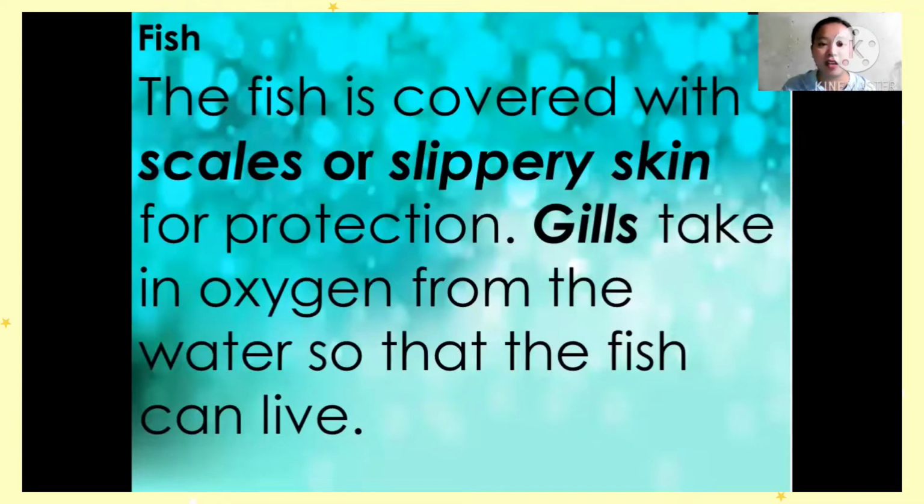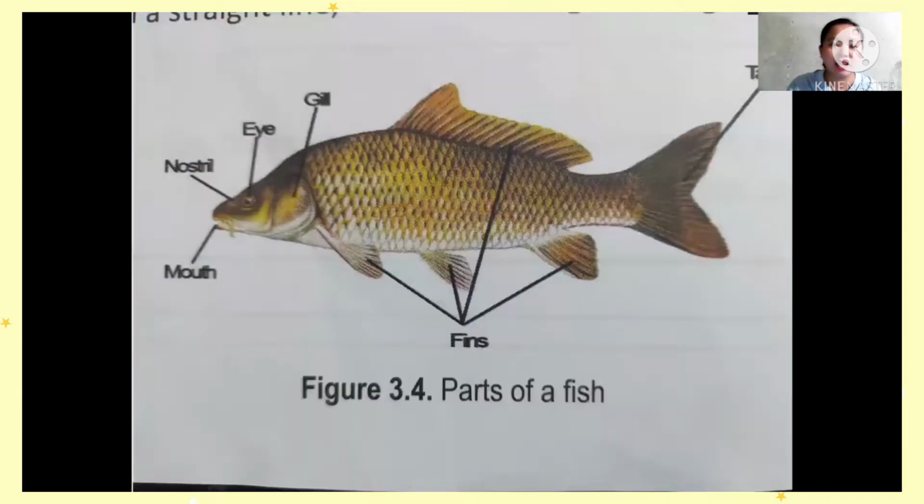Now let's have the fish. The fish is covered with scales or a slippery skin for protection, and they use gills to take in oxygen from the water so that fish can live. All right, so this one.